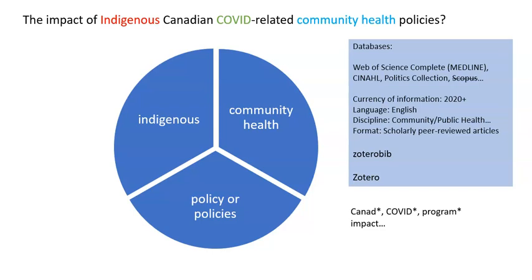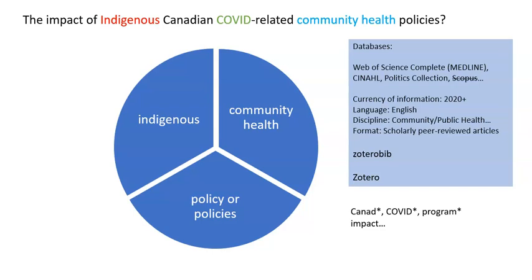Indigenous, COVID. I'm looking at COVID. Community health. Is it public health, community health? And these are the databases that, through my experience or working with a consulting person, I search: Web of Science Complete, because it includes Medline and Web of Science Core Collection; CINAHL, the nursing database. Since I'm dealing with policy or policies, I actually look at the politics collection database. And Scopus is another database like Web of Science.